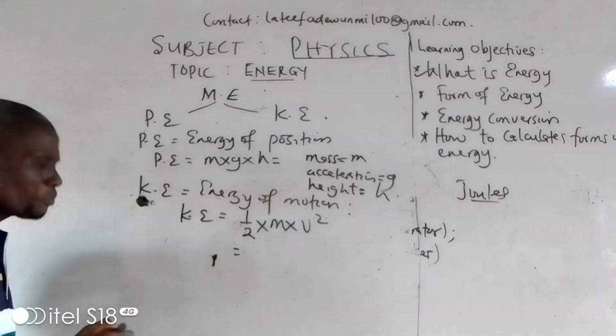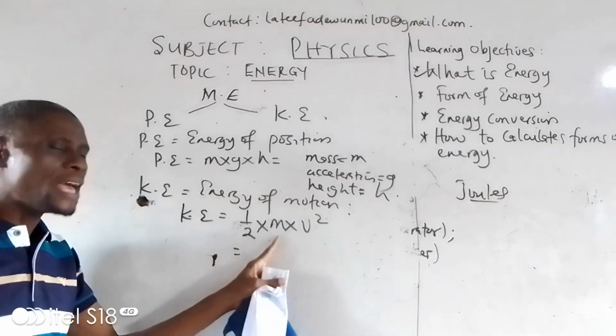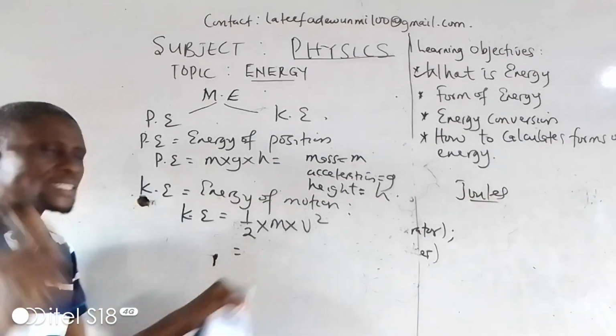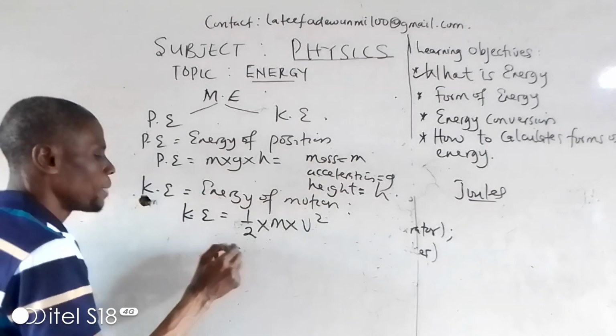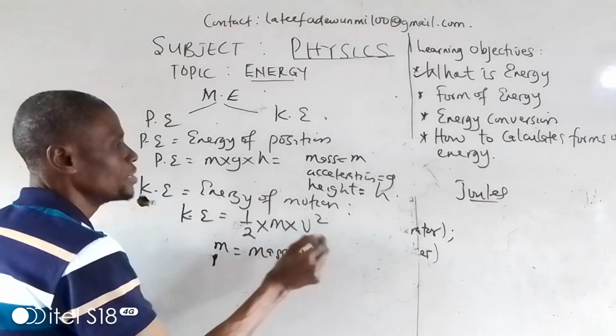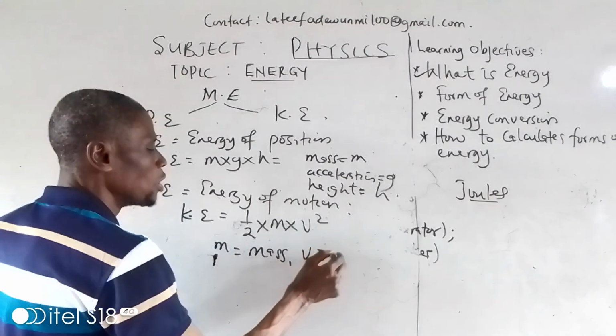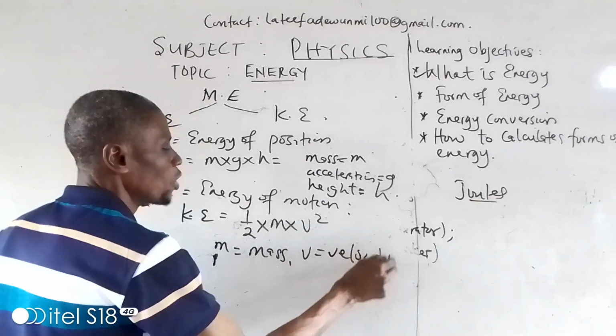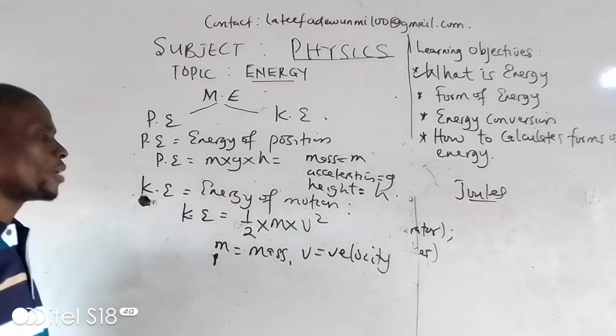So in this formula, what does M stand for? Our M stands for the mass. Mass. M is mass. Okay. Our V stands for velocity. Velocity or the speed. Specify direction.